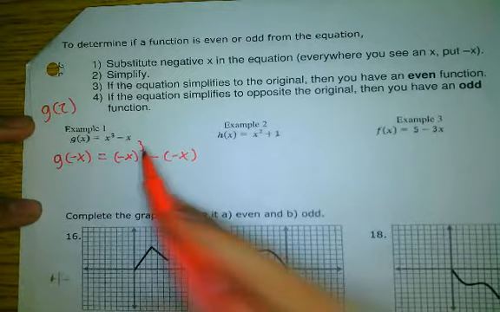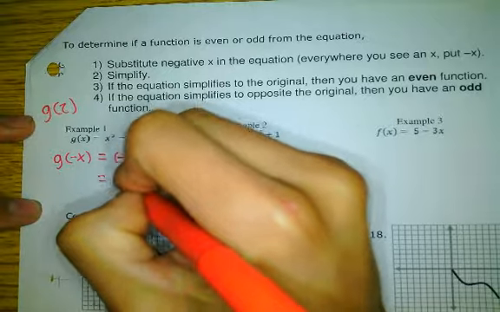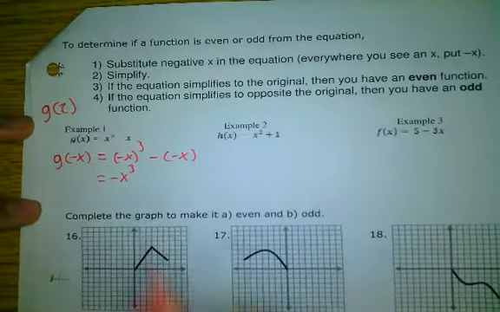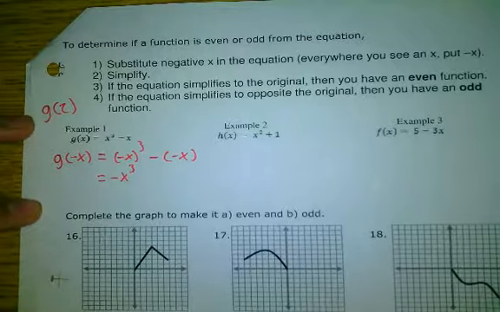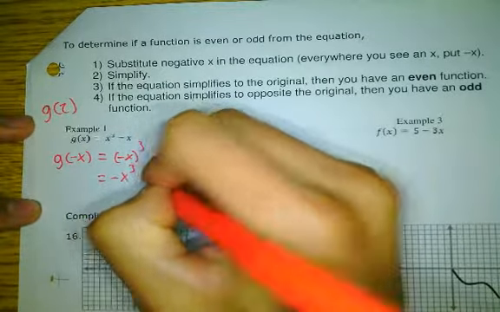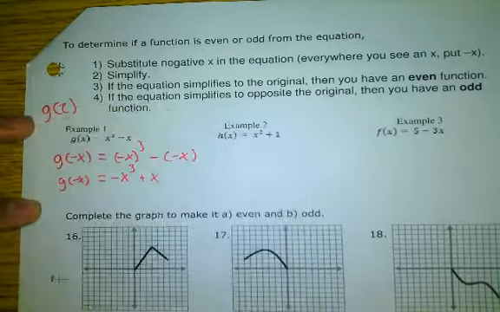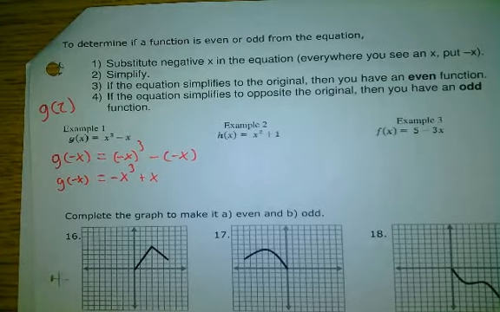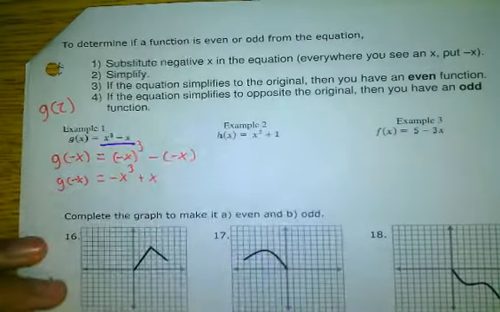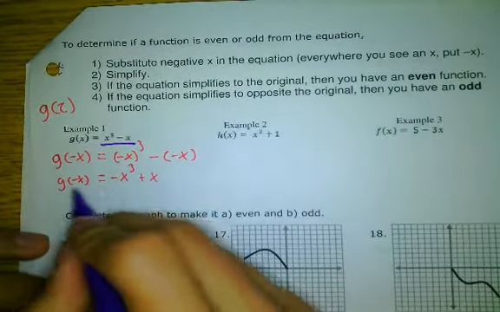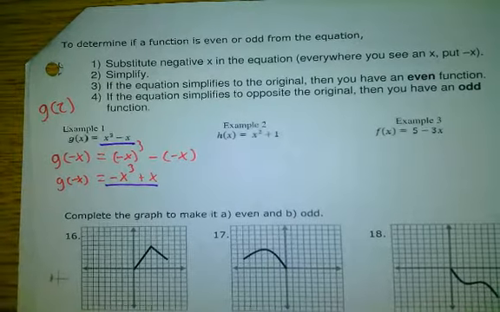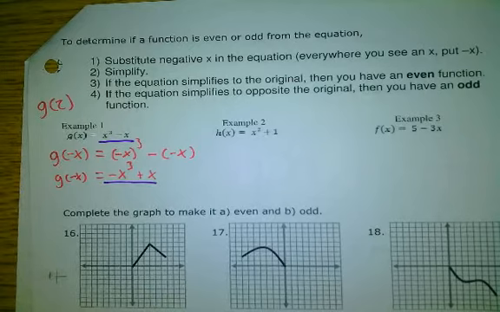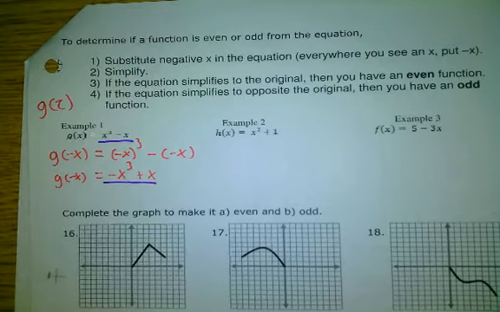Alright. I want to bring your attention to the original function, which was x to the 3rd minus x. So here's your original function. And I want you to bring your attention to g of negative x. What do you notice? They're what? The signs are flipped. The signs of what? Every single term. Do you guys agree? Look at the very first term. It was positive, but now it's negative, positive.